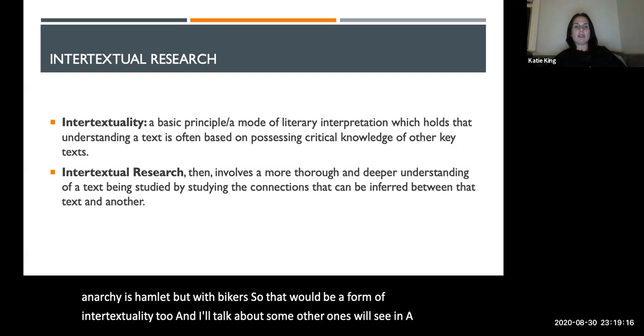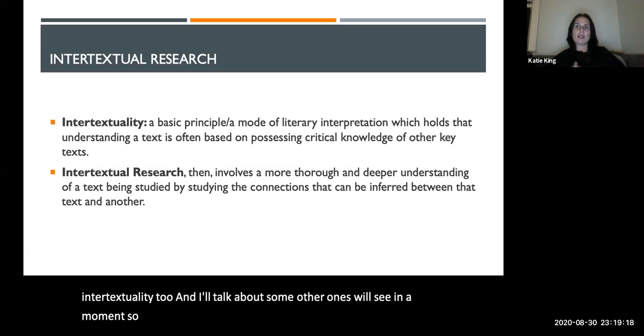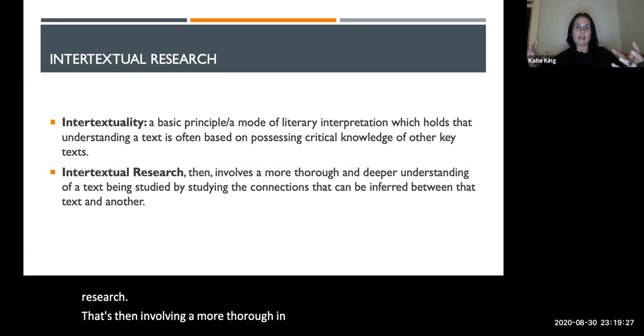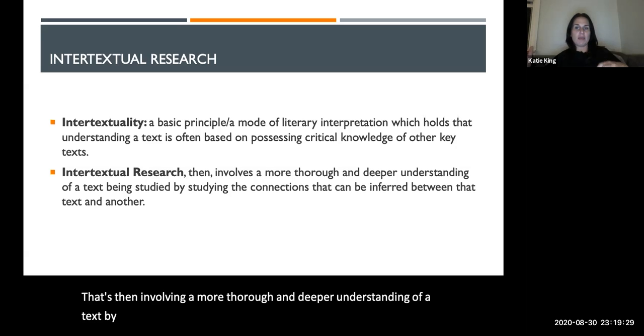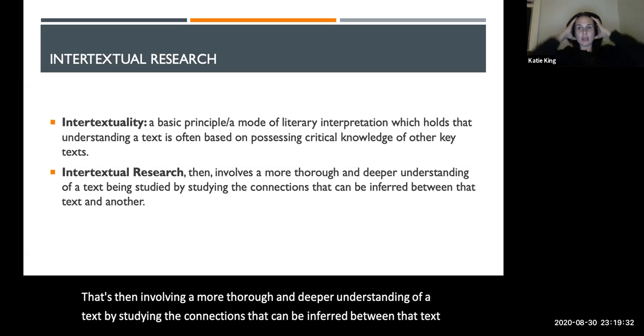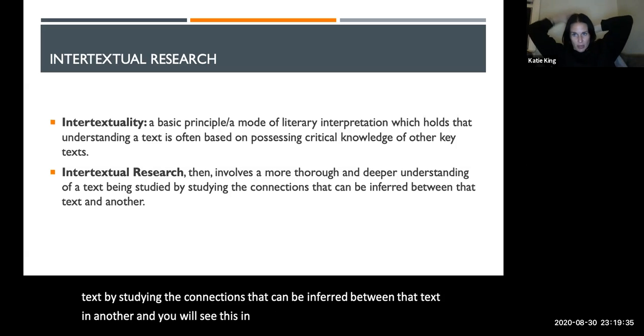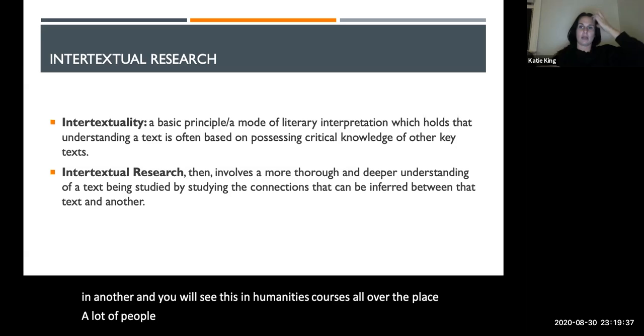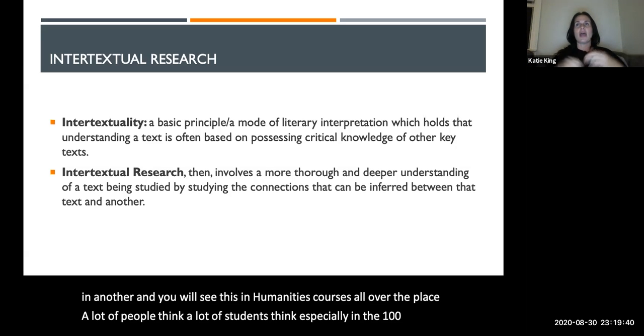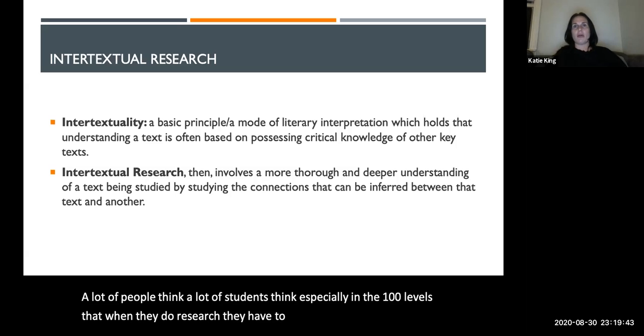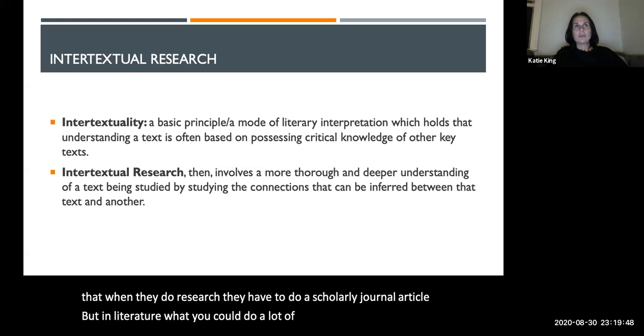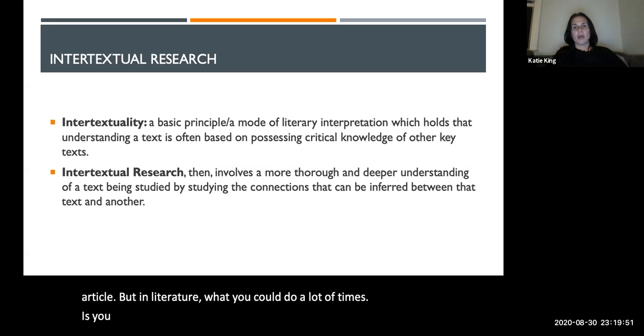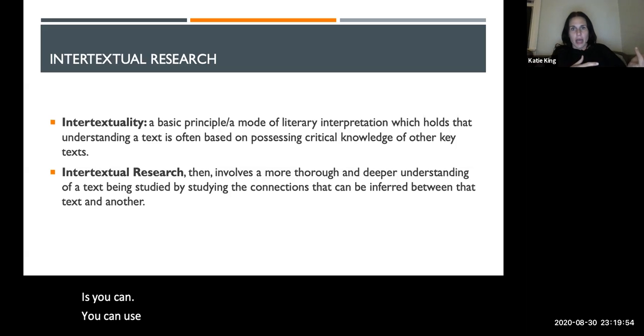So if we're going to do intertextual research, that involves a more thorough and deeper understanding of a text by studying the connections that can be inferred between that text and another. And you will see this in humanities courses all over the place. A lot of students think, especially in the 100 levels, that when they do research, they have to use a scholarly journal article. But in literature, what you could do a lot of times is use other literature as your research.